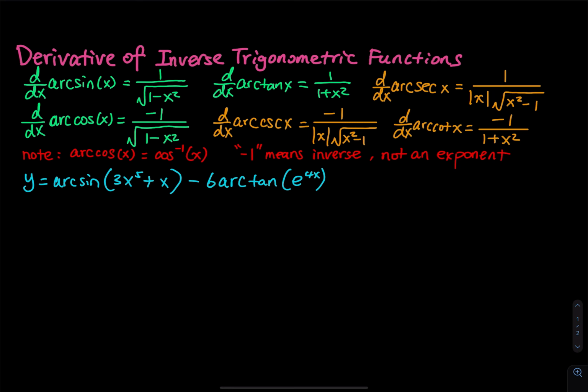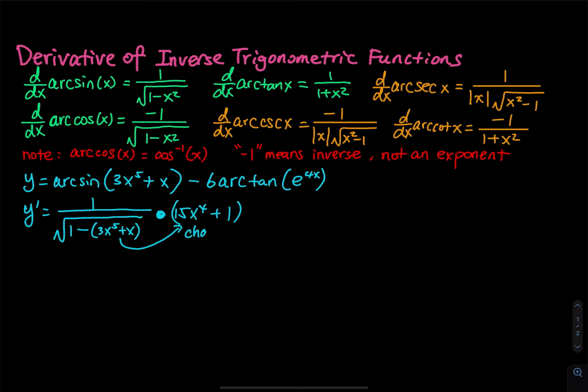So what's the derivative? y prime is equal to the derivative of arcsine, which is 1 divided by the square root of 1 minus x squared, where x is 3x to the 5th plus x. And then by chain rule, you need to take the derivative of that. The derivative of 3x to the 5th is 15x to the 4th, and then plus 1. You can draw an arrow and say this is by chain rule.